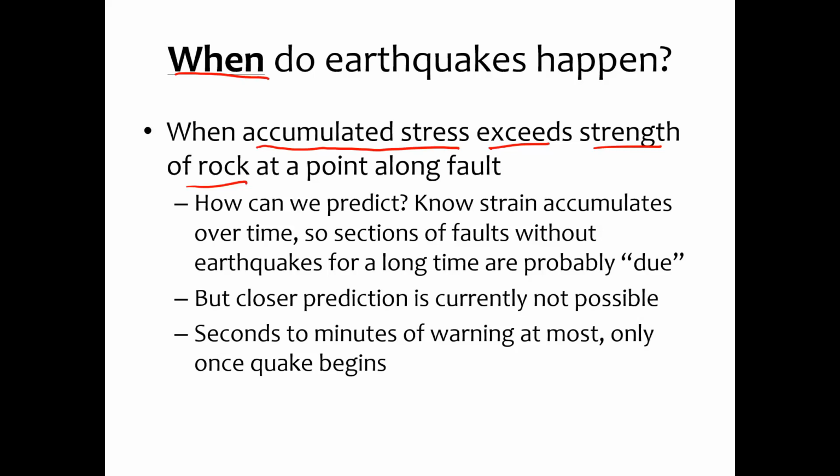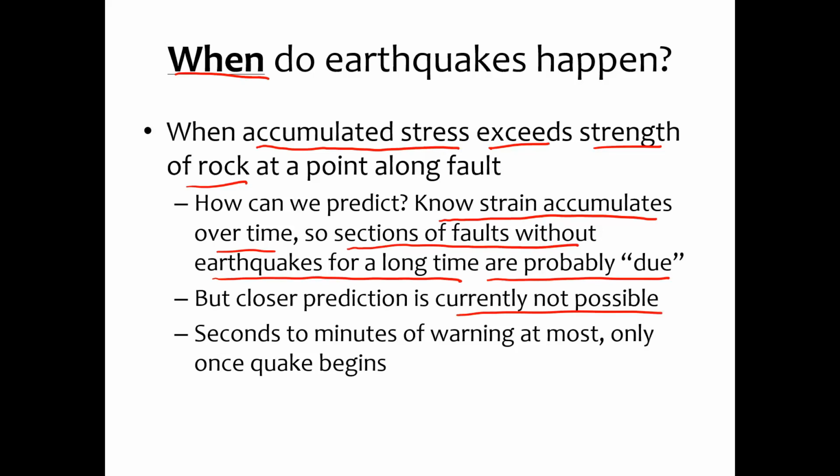So how can we predict that to some accuracy? Well, we can know that a strain accumulates over time. So that means that sections of faults without earthquakes for a long time are probably due at some point. Are they due this year? Are they due 10 years from now, 100 years from now? It's very hard to determine. Any closer than knowing that a particular section of fault is due, roughly, is currently not possible.